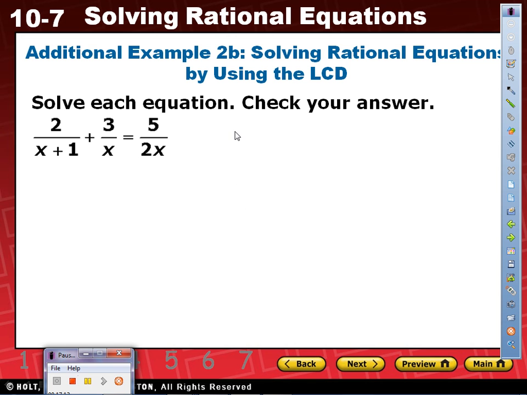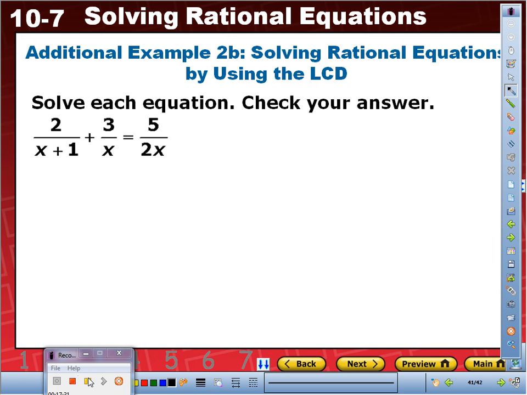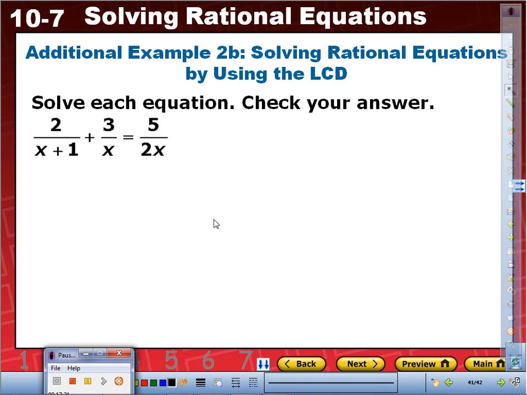Example 2b. It says, solve each equation. Check your answer. 2 over x plus 1 plus 3 over x equals 5 over 2x. Copy that, and then I'll go ahead and start with the first steps for you. All right, pens down, eyes up here. Here it goes. So now we have 3 fractions. We don't have a proportion, 3 different fractions. We need to get rid of the fractions by multiplying times a common denominator.